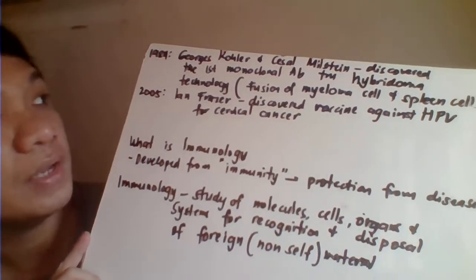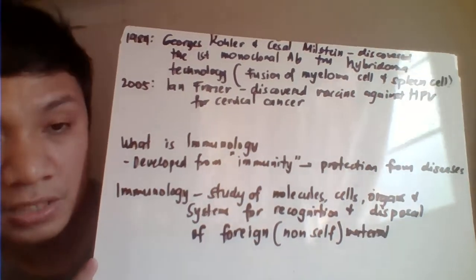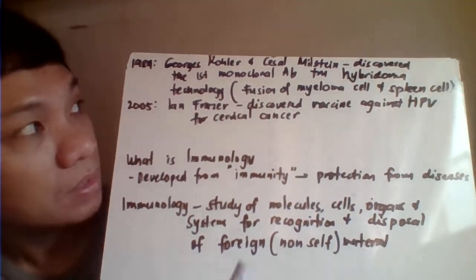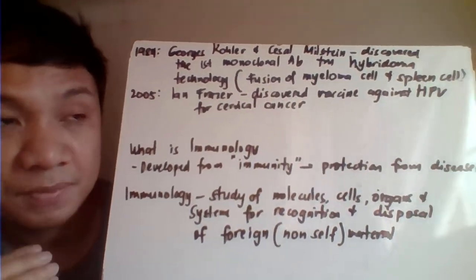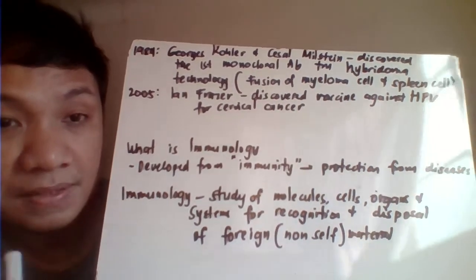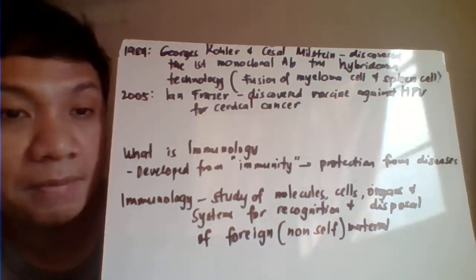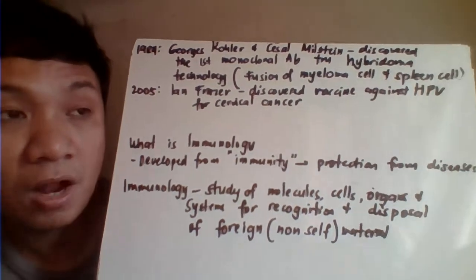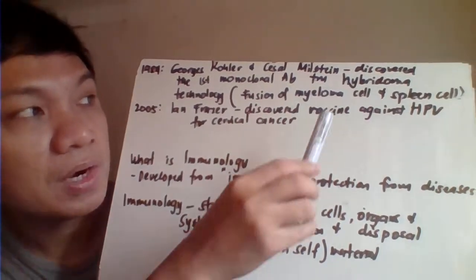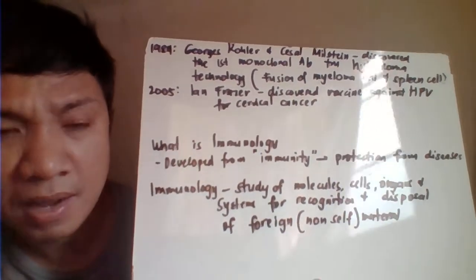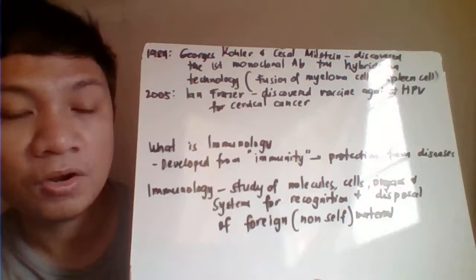Okay, the next one we have here, Kohler and Milstein try to discover here the first monoclonal antibody production through hybridoma technology. So when we speak about the monoclonal antibody, it's an antibody that specifically reacts only with one specific antigen. And that one has been developed here by Kohler and Milstein through hybridoma technology. So when we speak about hybridoma technology, as a hybrid, they try to produce a monoclonal antibody by fusing spleen cells and myeloma cells. Myeloma cell here is a cancer cell, and therefore that would allow the production of monoclonal antibody.